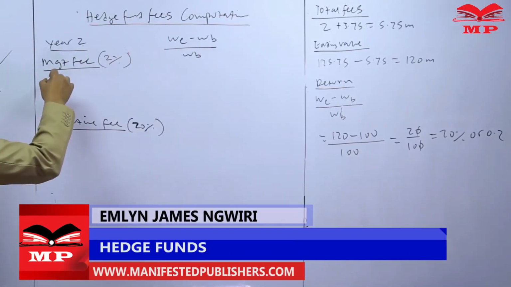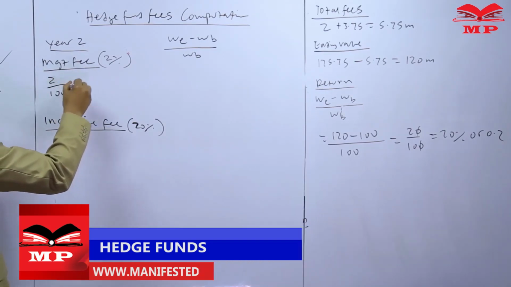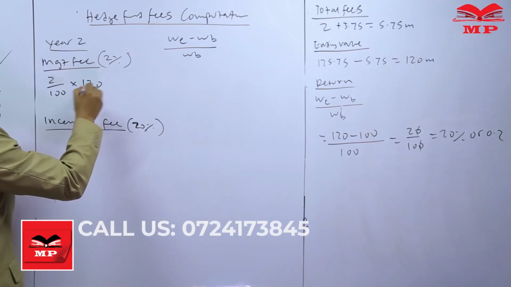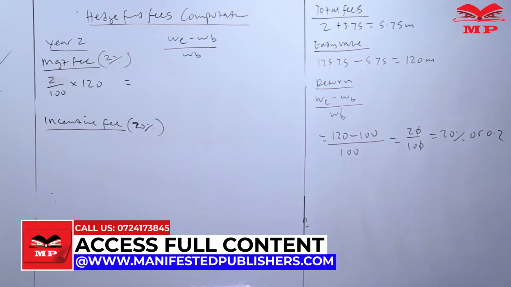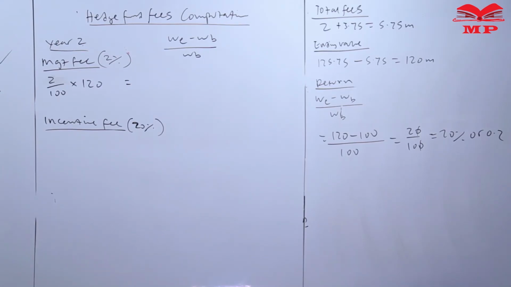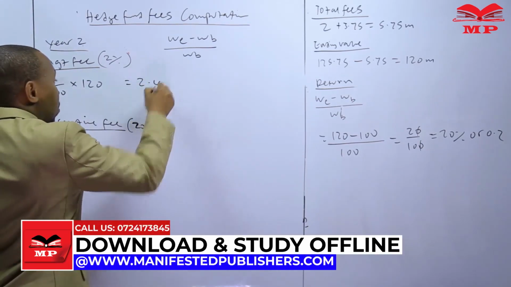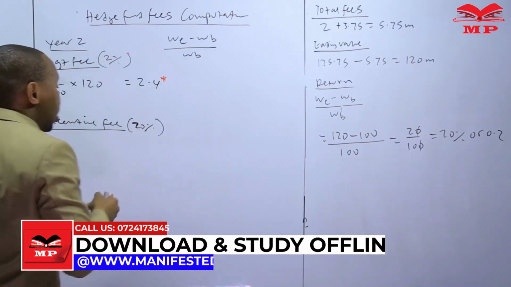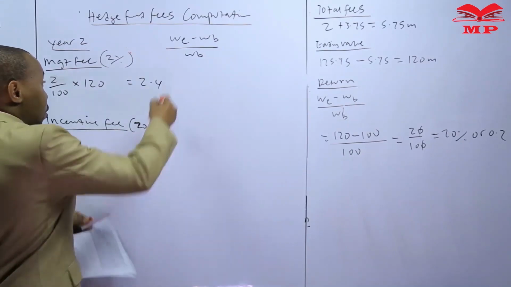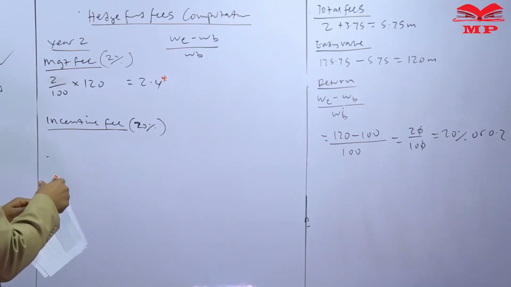So for the management fee, this 120, because it was the ending value in the previous period, becomes the beginning value. So we have 2% multiplied by 120. So this 120 was from the previous period. And over there, how much do we get as the management fee? 0.02 times 120 is 2.4. As we said, put it in a star so that when you're getting the total fees, we put a star like that, like the way we had done it in year 1.